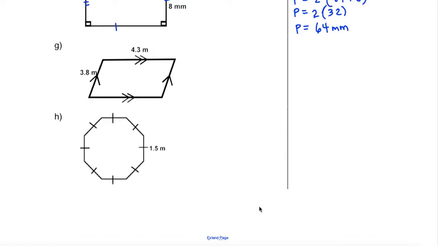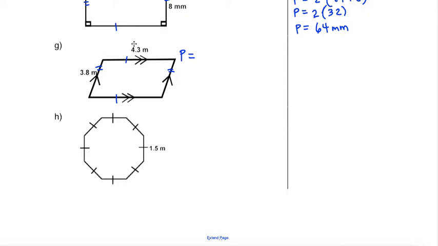Part G is a parallelogram. So parallelograms are similar to a rectangle in that the sides across from each other have the same measurement. You'll notice I use 1 line and then 2 lines because these are different side lengths. I don't want to use just a 1 line here as well. I want to show that all of my sides are different from the ones that are across from each other.